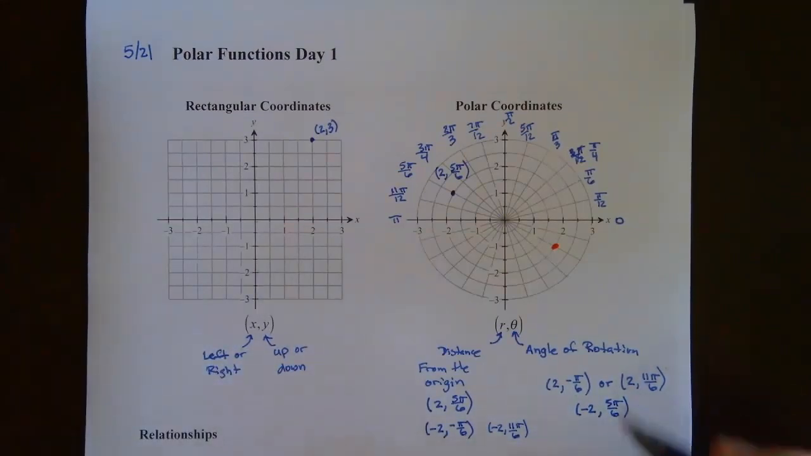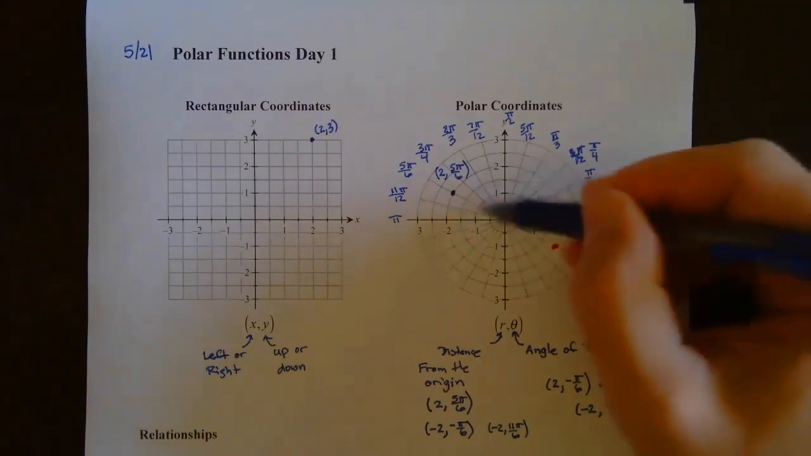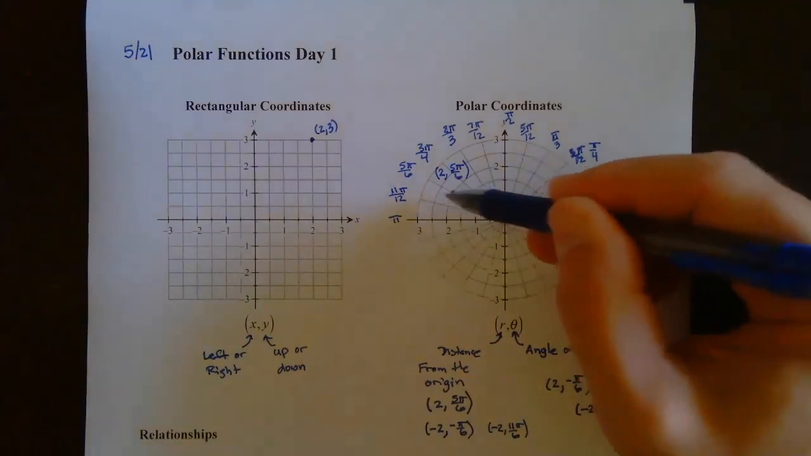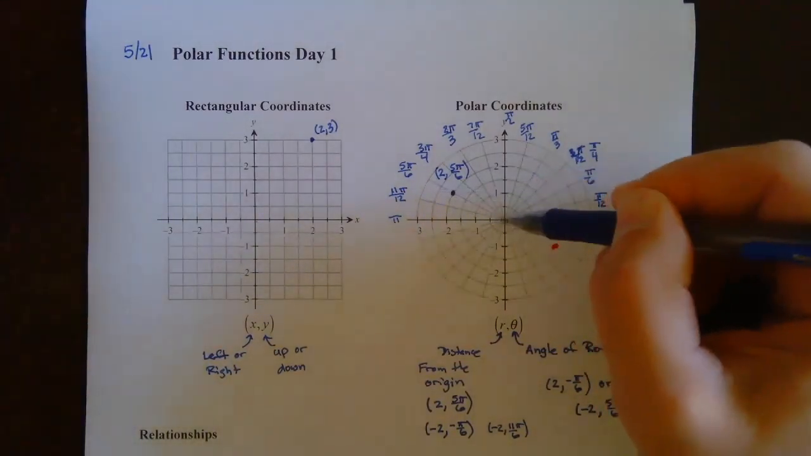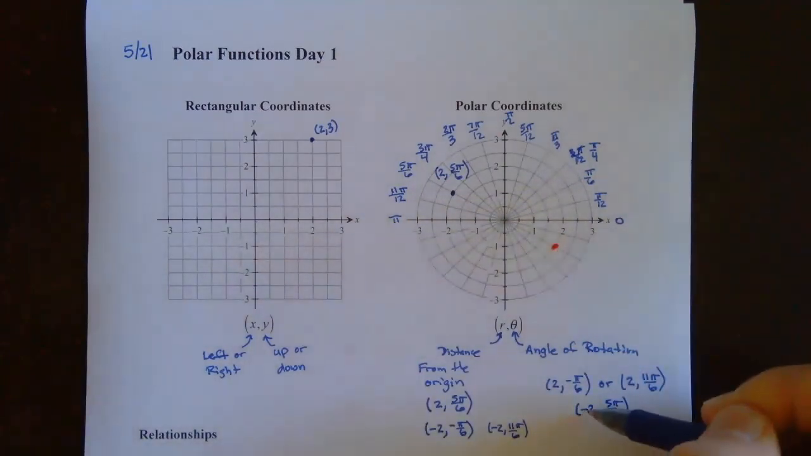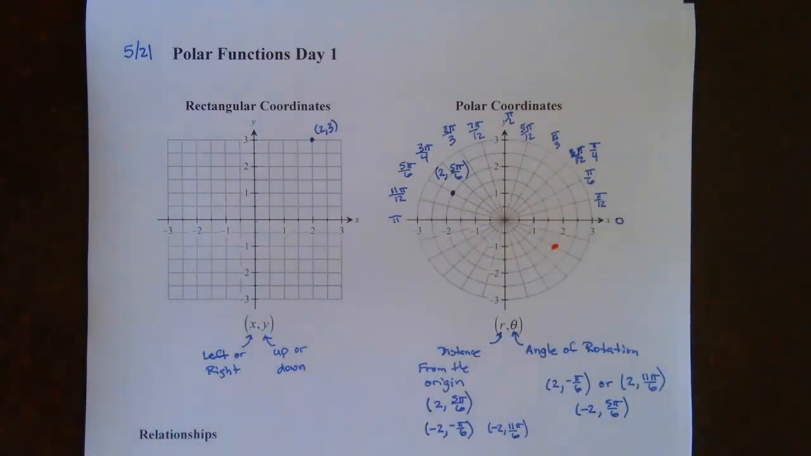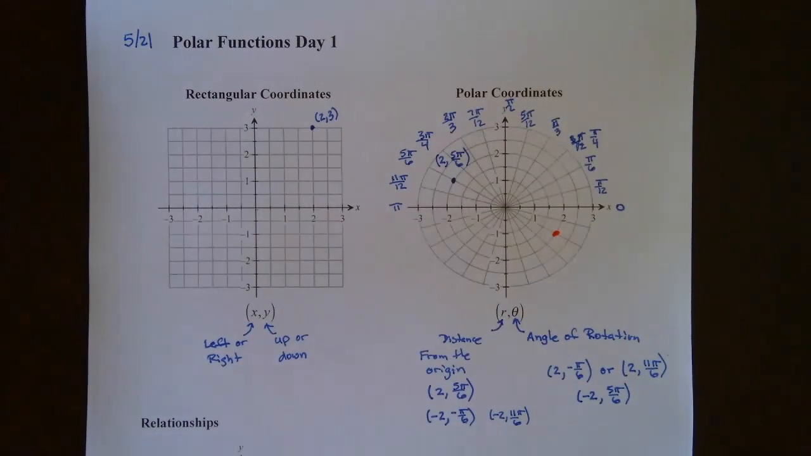So we'd rotate 5 pi over 6 to here, and instead of going towards the 5 pi over 6 angle, we're going to go directly opposite, because of the negative 2. Sometimes that's hard for people because you have to do the angle first and then go in the opposite direction of that angle. That's probably one of the hardest things we're going to do today, the negative radiuses.